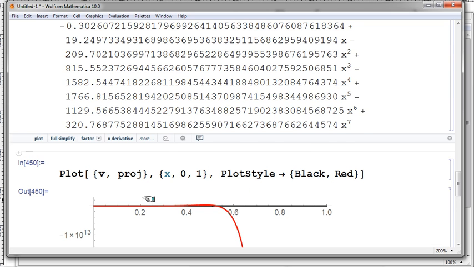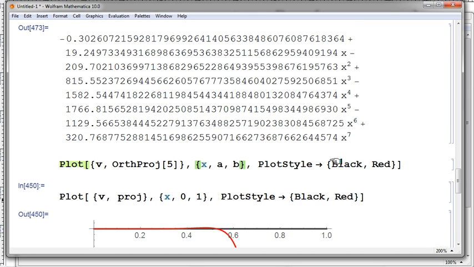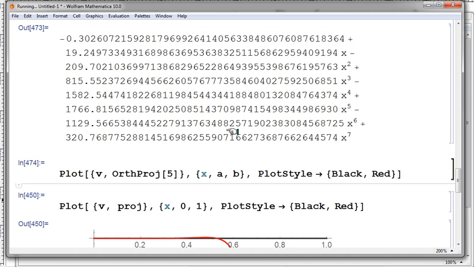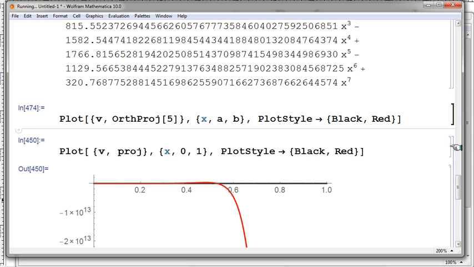Right here, I'm doing the thing that we just did. V is the original function, and I'm plotting this orthogonal projection to 5, A to B, the plot style. All right, then it's going to calculate and sketch. So when I did it, it didn't finish.